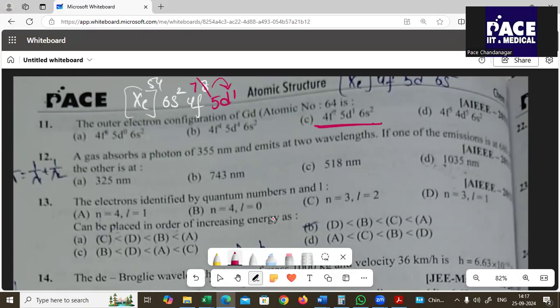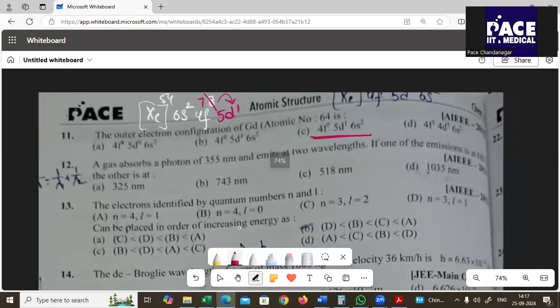Next, number 12: a gas absorbs a photon of 355 nanometer and emits 2 wavelengths. Please note down in your formula page: 1 by lambda equals 1 by lambda 1 plus 1 by lambda 2. Energy is hc by lambda, so the two energies sum to the total energy. So E is equal to hc by lambda 1 plus hc by lambda 2, with hc common.